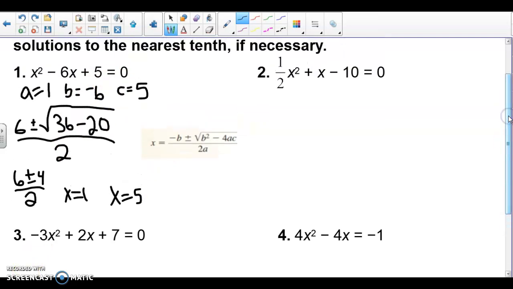Alright, so we'll do one more together, and then I'll just post the answers up for the next two. But, of course, fractions, I feel it's my duty to show you the one with the fractions. So we have a equals a half, b is going to be 1, and c is negative 10.